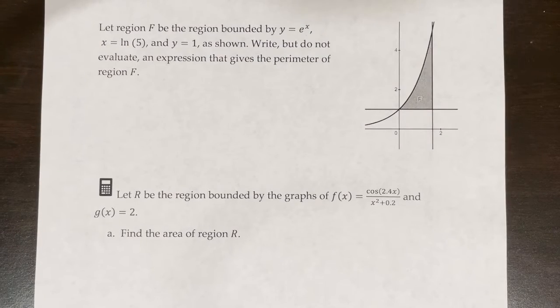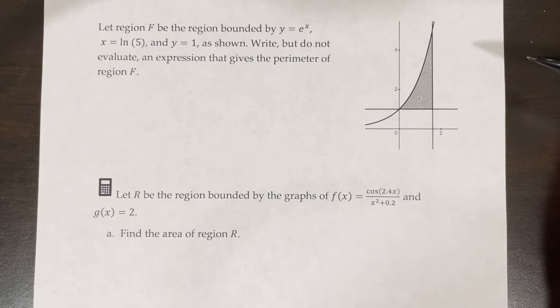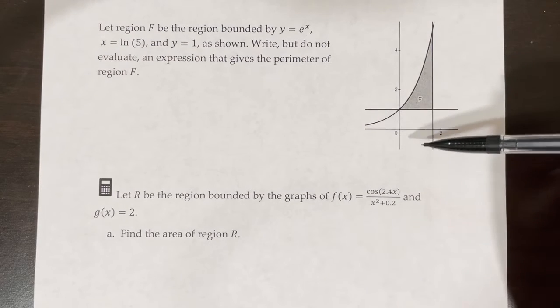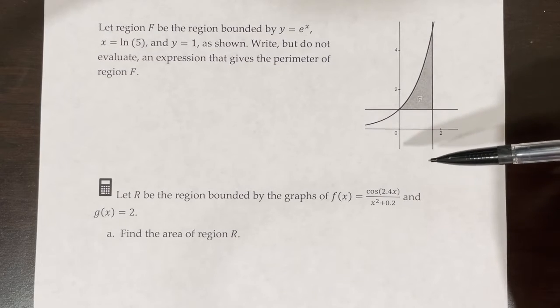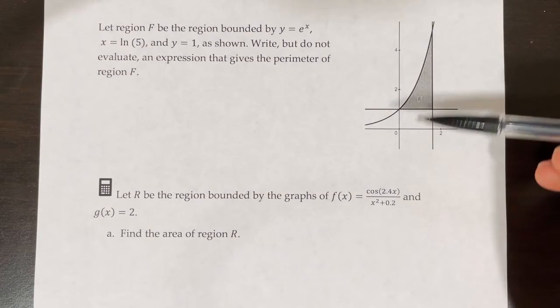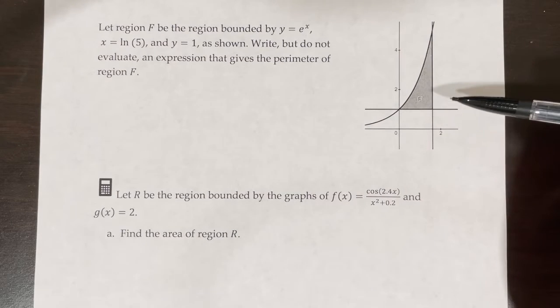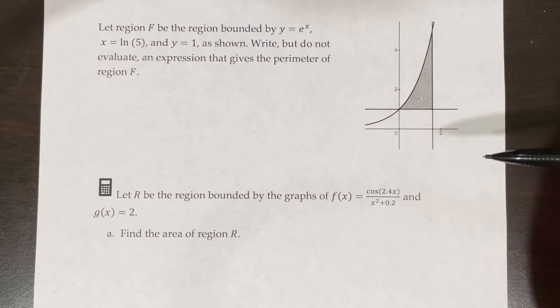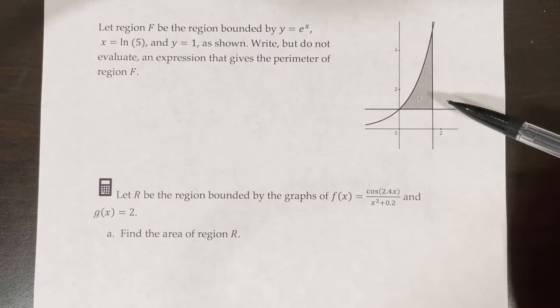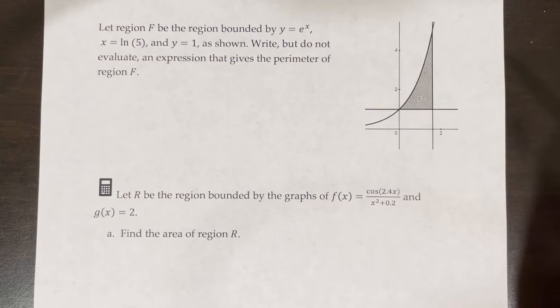Let region F be the region bounded by y equals e to the x, x equals the natural log of 5, and y equals 1, as shown. Write, but do not evaluate, an expression that gives the perimeter of region F. In previous videos, we were given similar regions, but then we were told to maybe find the area of the region, or find the volume if it has semicircular cross sections, or find the volume if it's rotated around a line or something. But in this case, we can actually use arc length to help us determine perimeter.